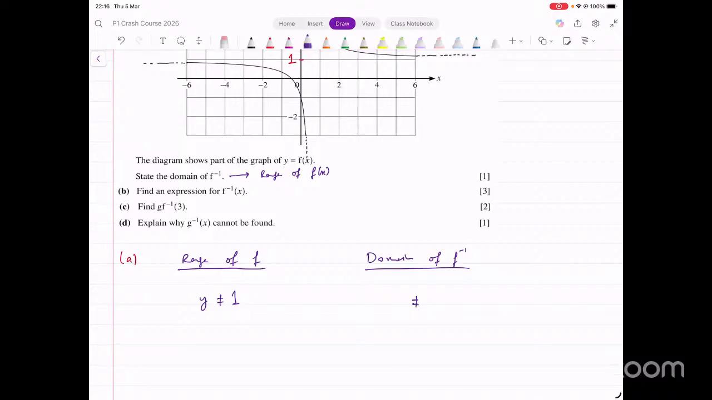But since we're talking about domain there, domain is supposed to be x values. So we say x is not equal to 1. That's what you write there. x is not equal to 1. That's your final answer. Is that all right?